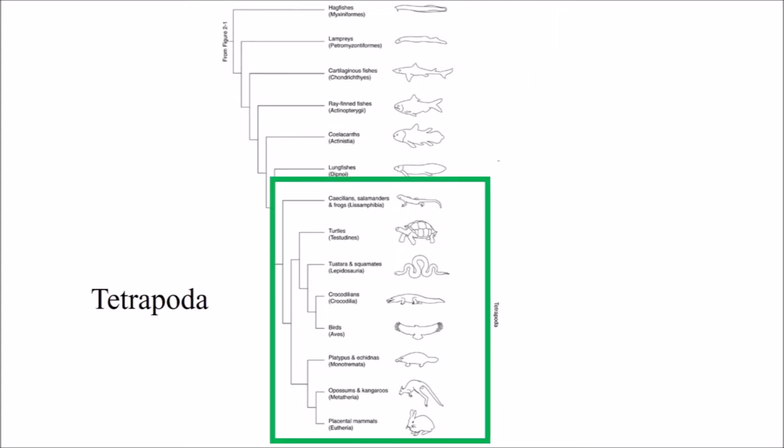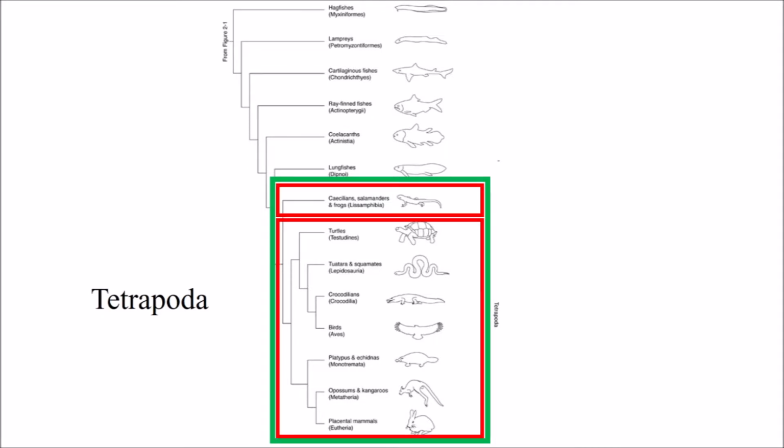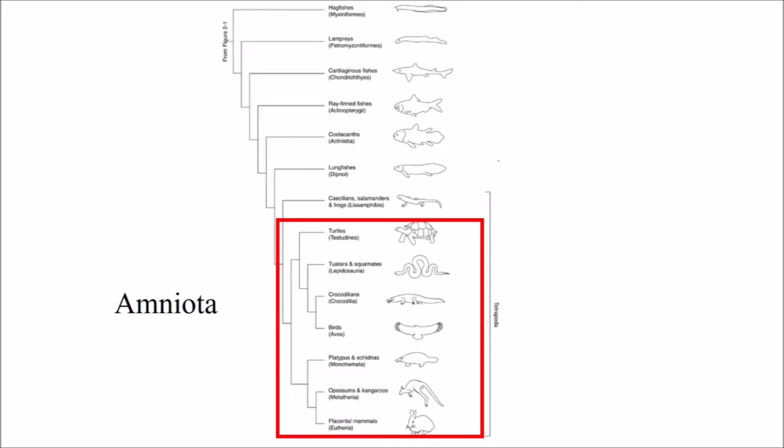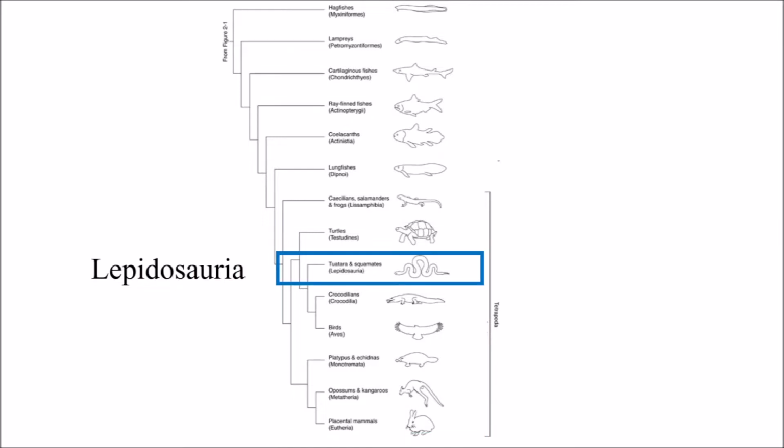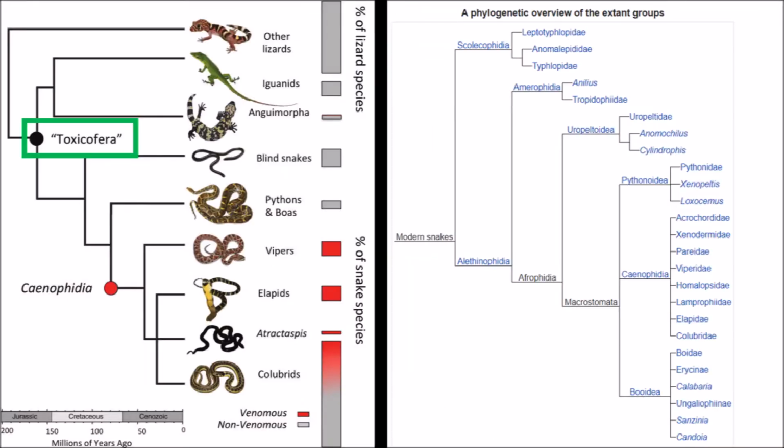First, we're going to start from tetrapods. From tetrapods, we get two branches. The branch that we're concerned with is amniota, which are known for the animals having an amniotic sac. From there, we're going to follow the cladogram down to Lepidosauria, which the animals in that are known for all having overlapping scales. From there, we're going to jump to a new clade called Toxicifera.